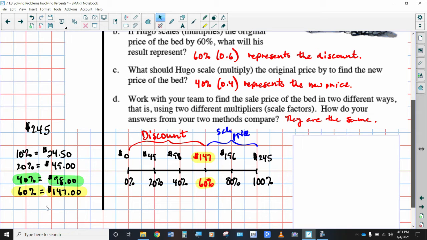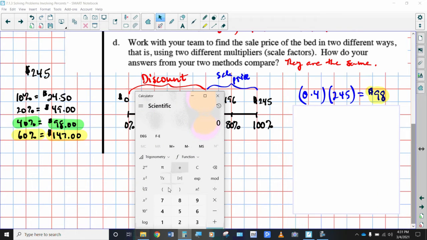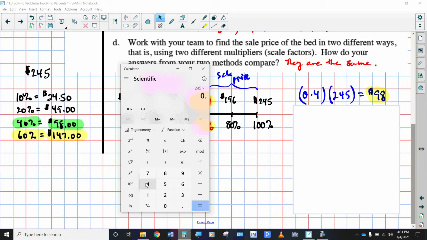Okay, so one way is here, right? If you take 245 minus 147, you're going to get the sale price, which is the $98. And yet another way would be to use our multipliers, right? So if you want to find 40% of 245, that would be the sale price. Then you'd use 0.4 as your multiplier, and you take 0.4 times 245, and let's just verify that that's what we get for our answer. 245 times 0.4 is indeed $98.